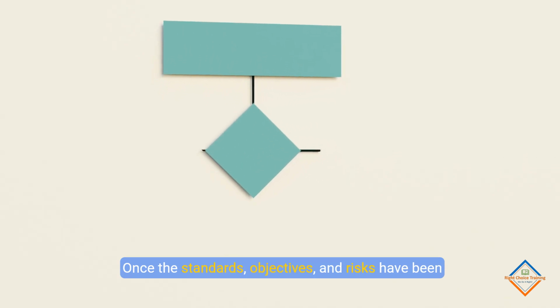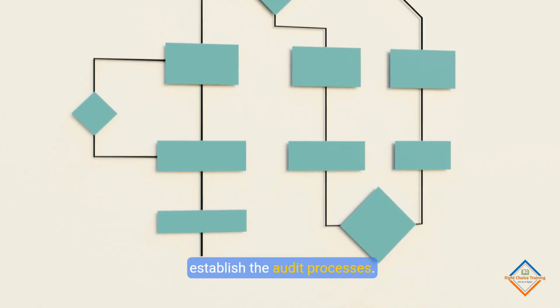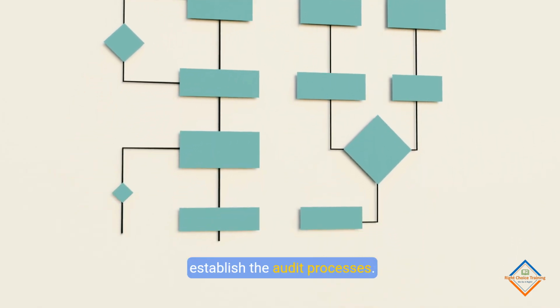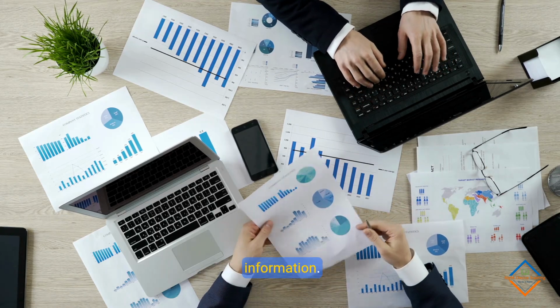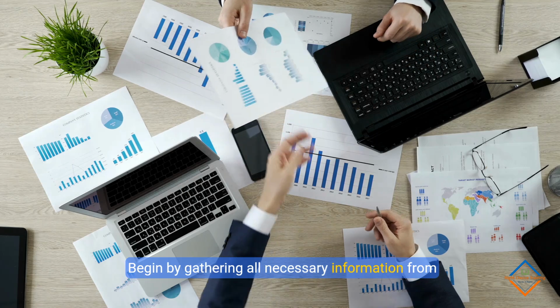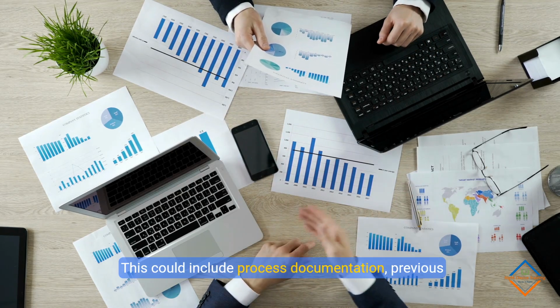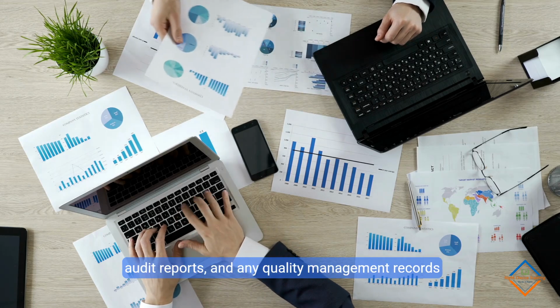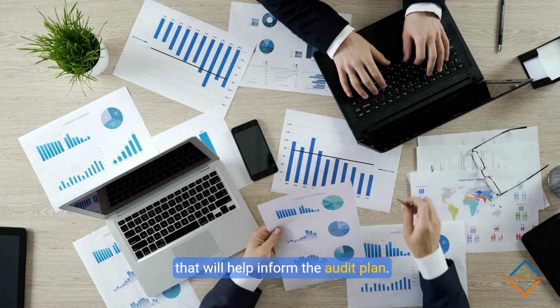Once the standards, objectives, and risks have been identified, it's time to prepare for the audit and establish the audit processes. 1. Consult with the auditee to gather relevant information. Begin by gathering all necessary information from the auditee. This could include process documentation, previous audit reports, and any quality management records that will help inform the audit plan.